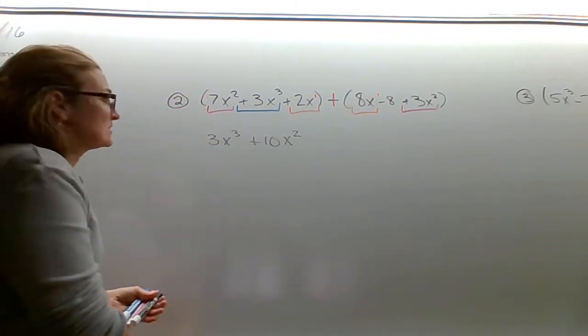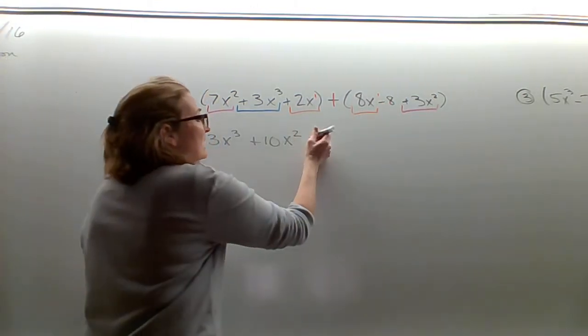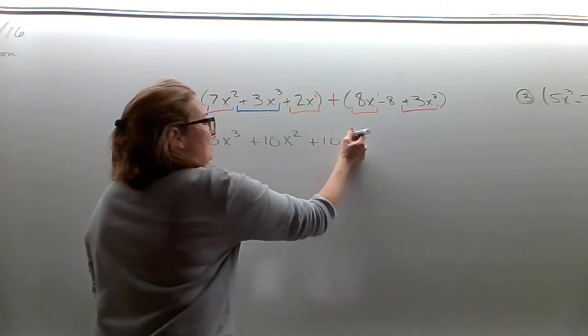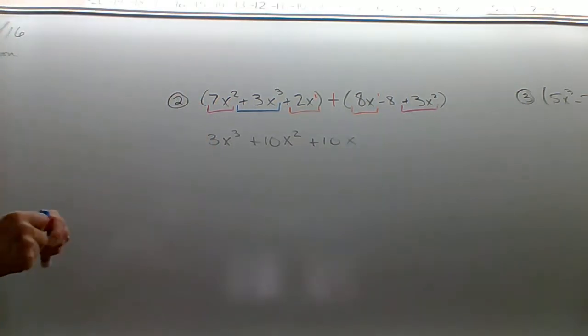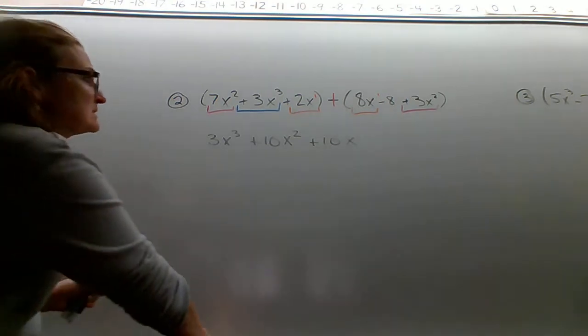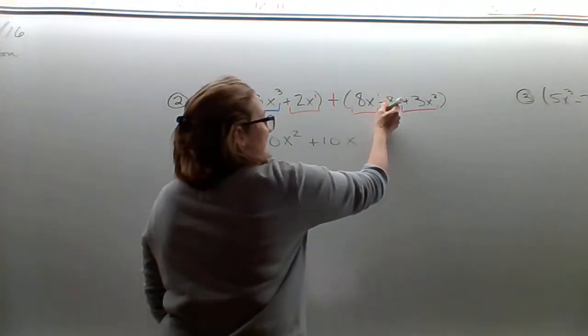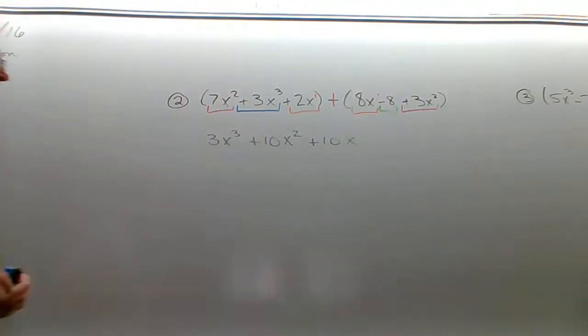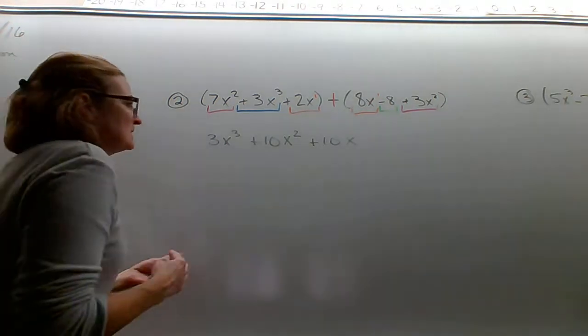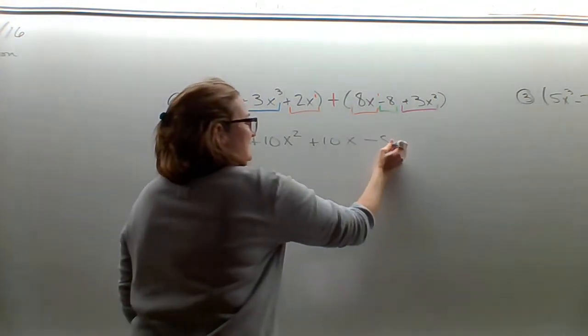And so we have a 2x and an 8x. We combine those, and we get 10x. And then we look for any stragglers. Here we have a straggler. This is -8. We haven't added it to anything yet, and it's the only one of its kind. So we just tack it on to the end.